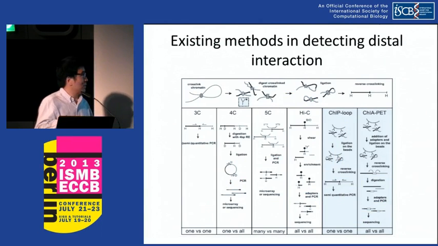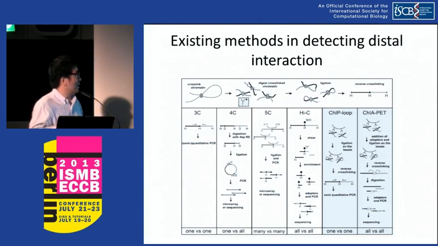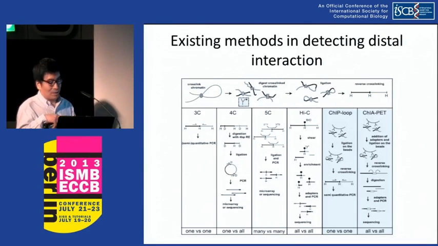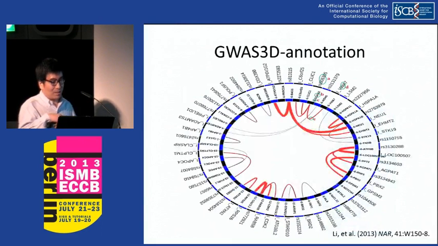So I will briefly introduce a little bit on the 3C, 4C. Basically, now they have high throughput and low throughput technology to map those enhancer and promoter relationships. For example, the 3C technology can map one-to-one relationships, and Hi-C can map all-to-all relationships. Basically, they can link the enhancer to the promoter. So we take advantage of their data.